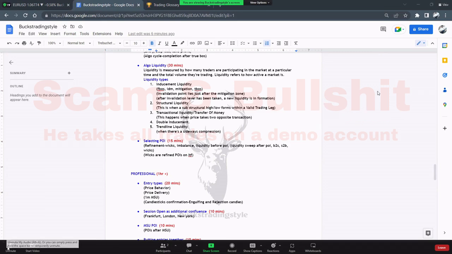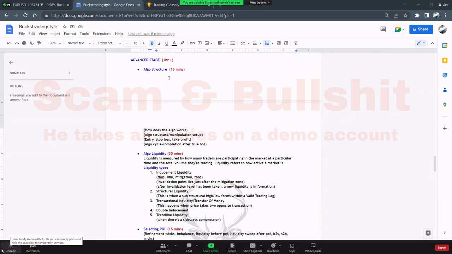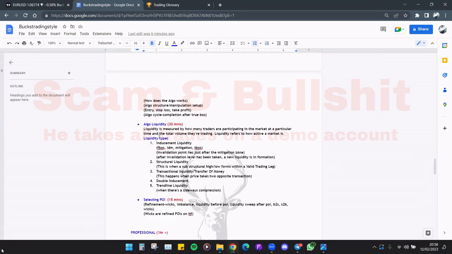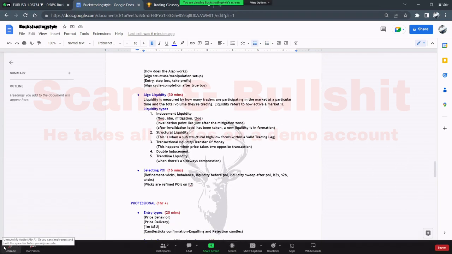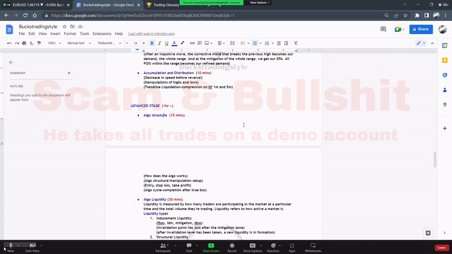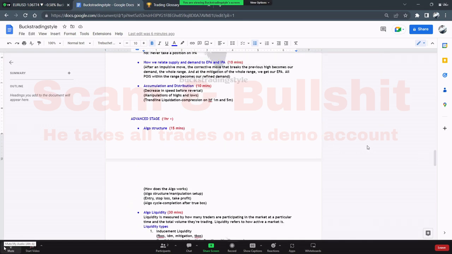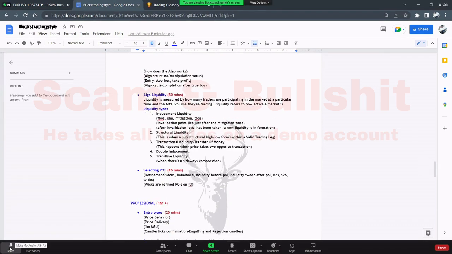So, let's look at what we've done so far: the algo structure, the algo liquidity, the liquidity types. Do you have any question, or do you want to add anything? Okay, cool. So now let's look at selecting POI.